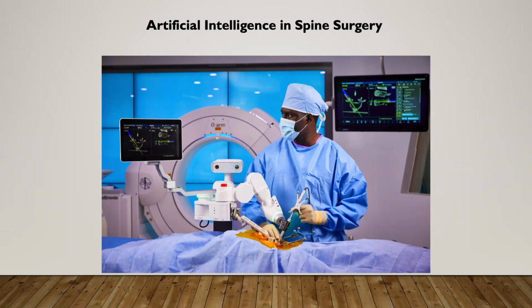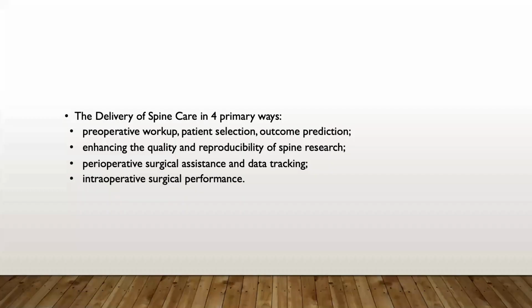Artificial intelligence is used in spine surgery. It can be used in different levels of spine care. It can be used before the surgical operation to predict the result and help the surgeon in patient selection, and it can also be used for post-surgical operation care. So it could potentially enhance the delivery of spine care in four primary ways. First is preoperative workup, patient selection, outcome prediction. Two is enhancing the quality and reproducibility of spine research.